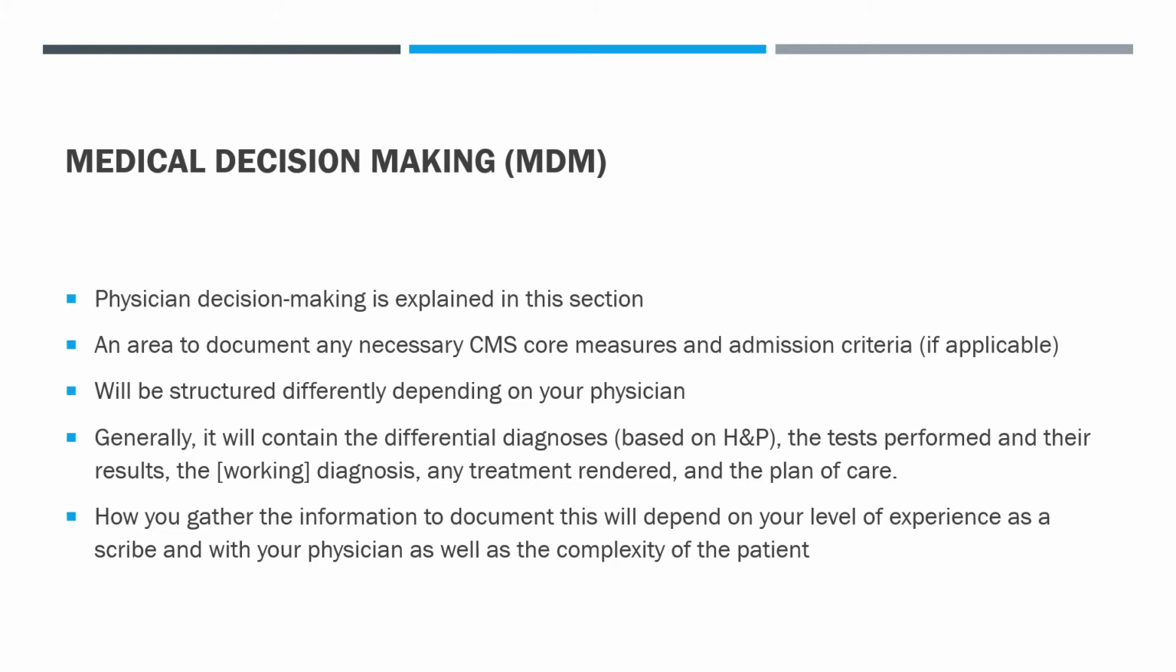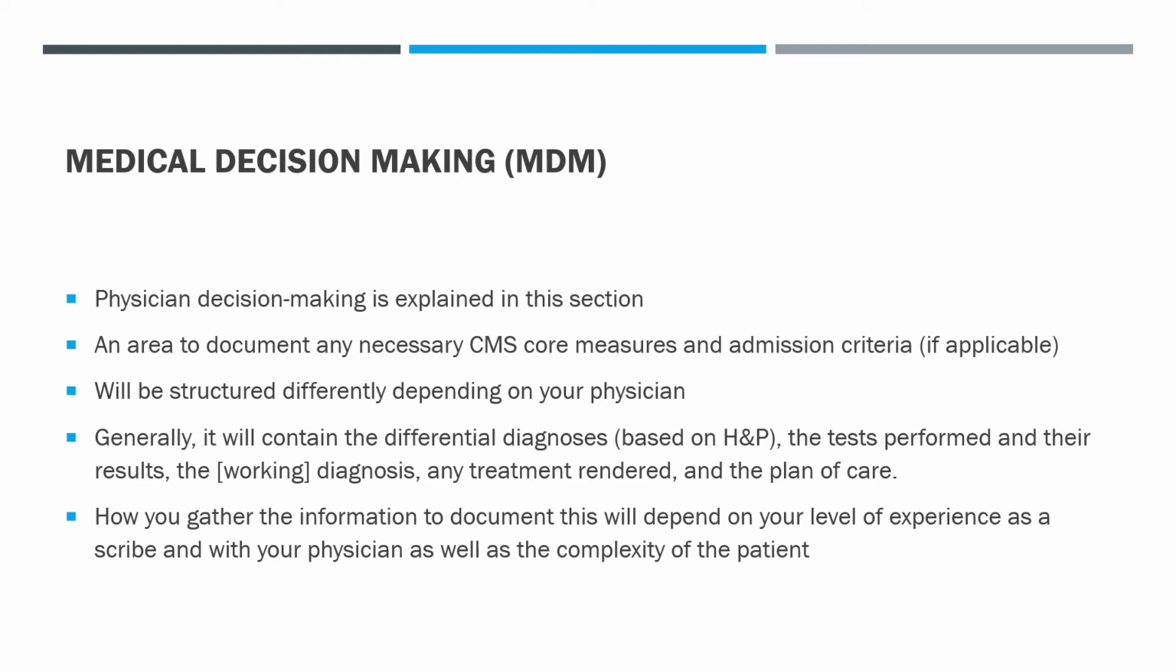Medical decision making, again, something we've talked about. So physician decision making is explained in this section. This is an area to document any necessary CMS core measures and admission criteria. It will be structured differently depending on your physician. Generally, it will contain differential diagnoses based on the history and physical. So differential diagnoses are different possible causes for the patient's presentation, the tests performed and the results, the working diagnosis, and any treatment rendered, and the plan of care.